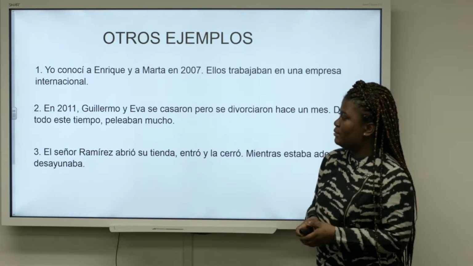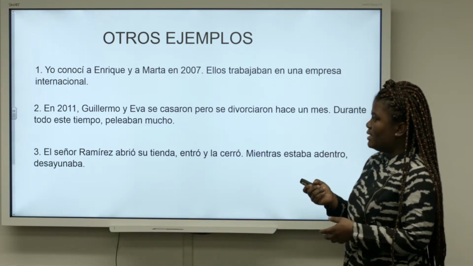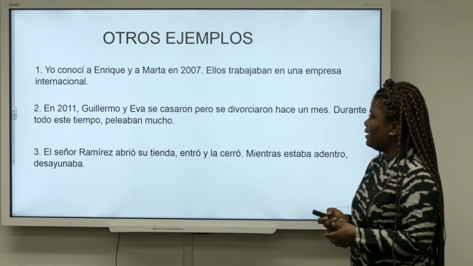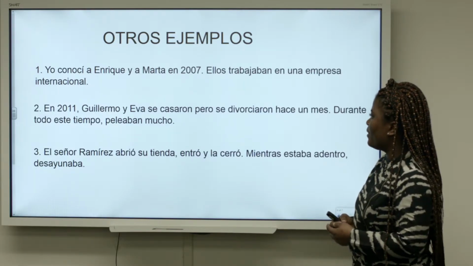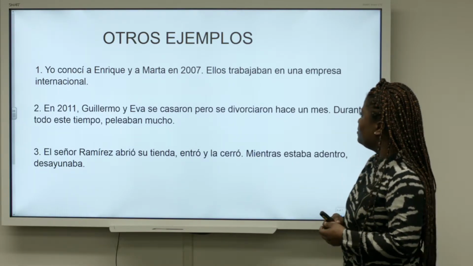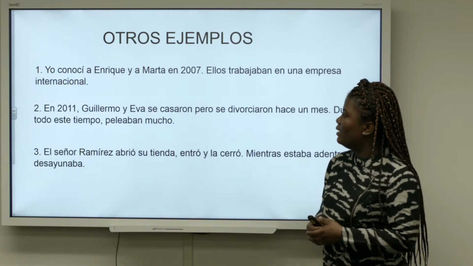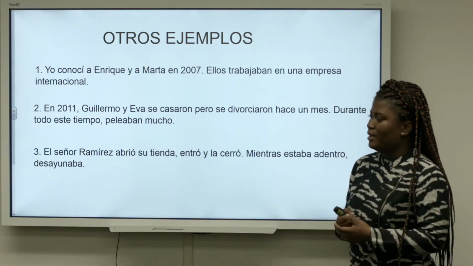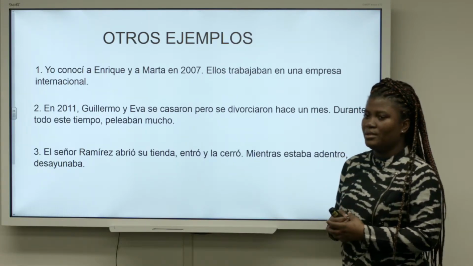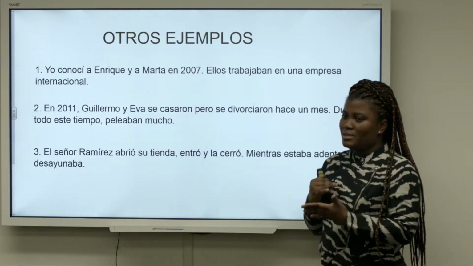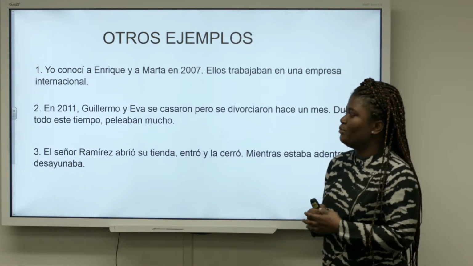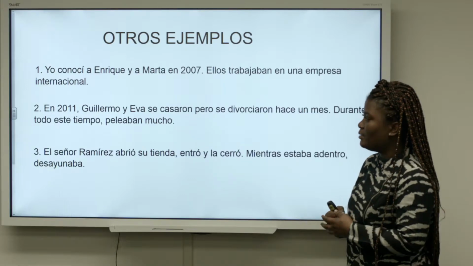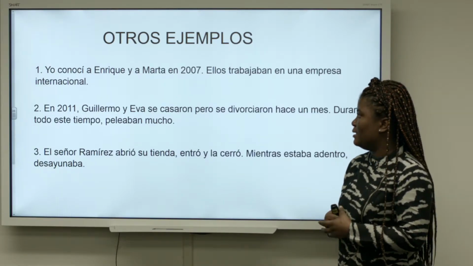Other examples. Yo conocí a Enrique y a Marta en 2007. Ellos trabajaban en una empresa internacional. I met Enrique and Marta in the year 2007. That was a specific year I met them, so we use the verb conocer in the preterite tense.